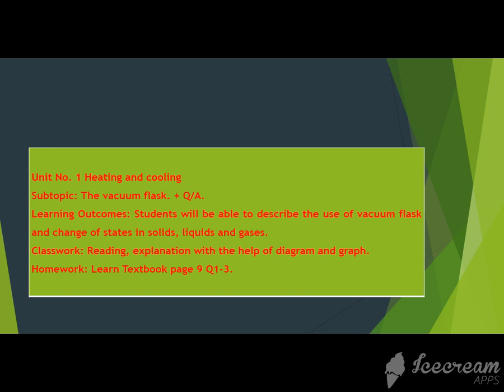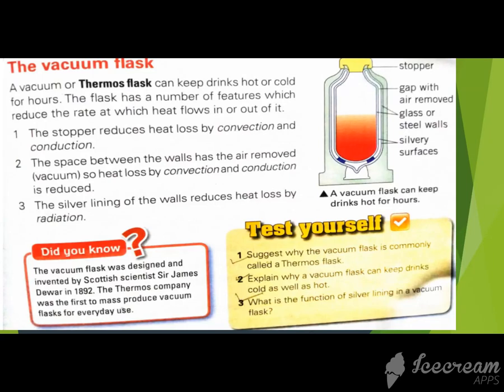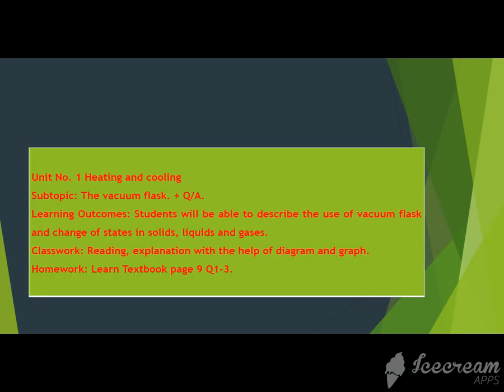As you all know, we have started our chapter number 1, heating and cooling. In previous lectures, we discussed the three methods through which heat can be transferred, and those are conduction, convection and radiation. Then we discussed emitters and absorbers in detail. In last class, we discussed the vacuum flask. In today's lecture, we will repeat that, and along with this, we will do question answers of this topic.